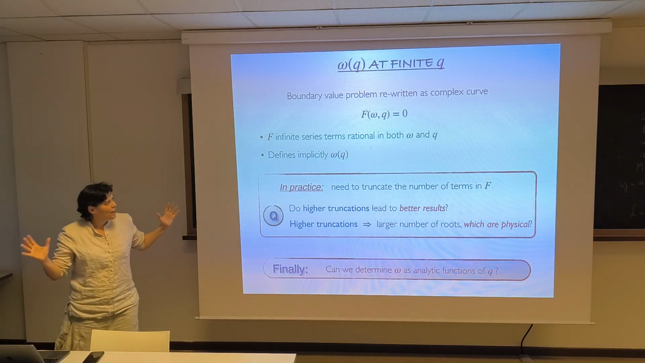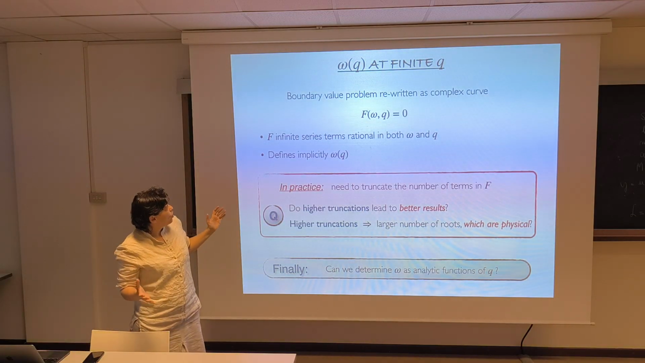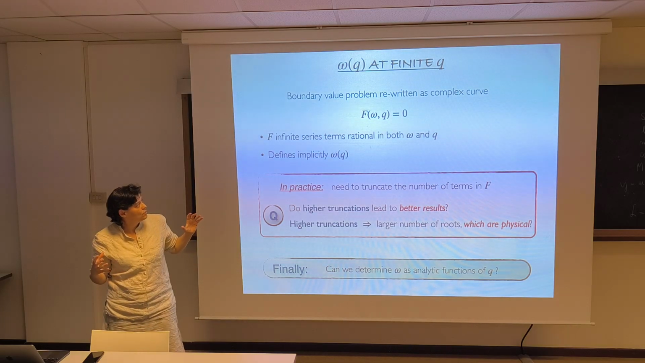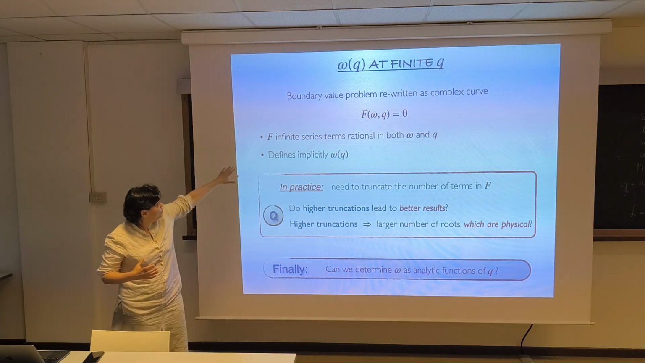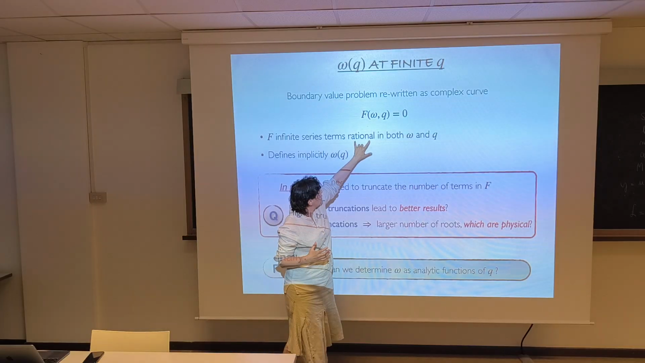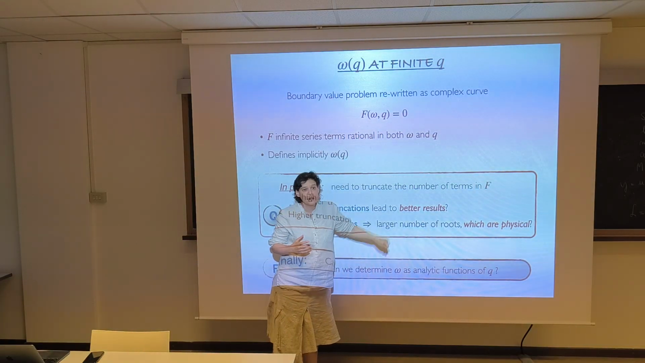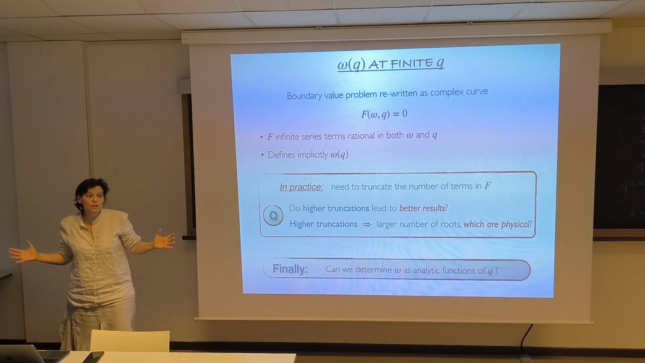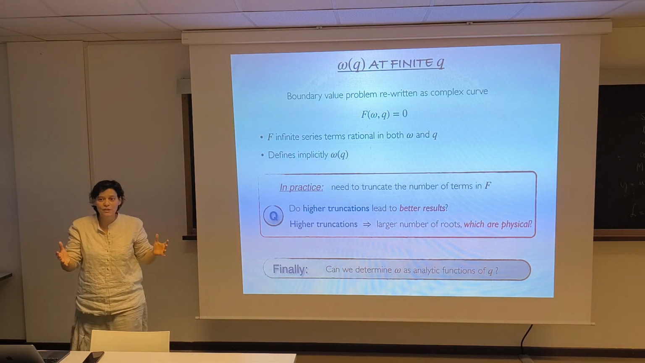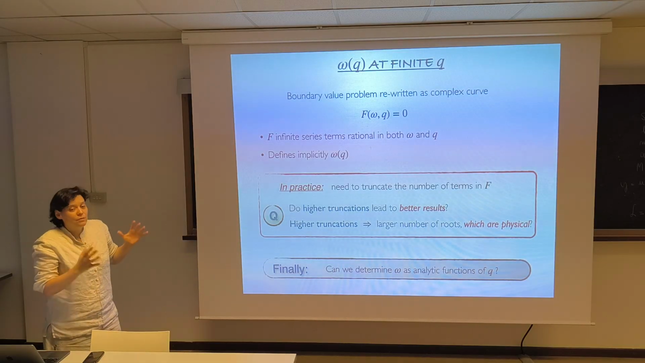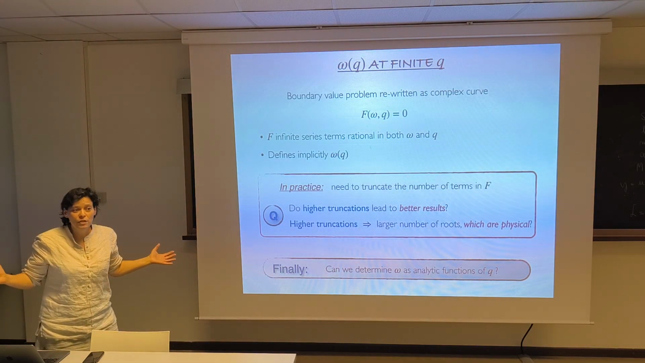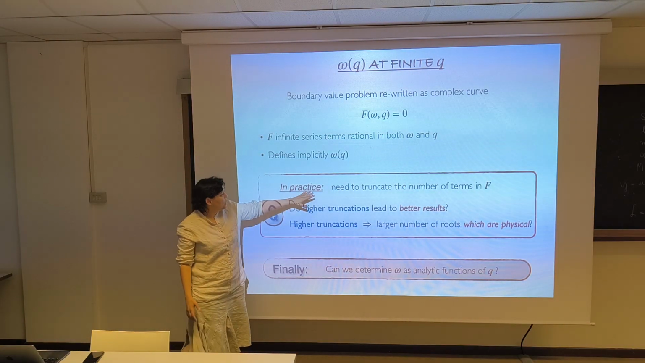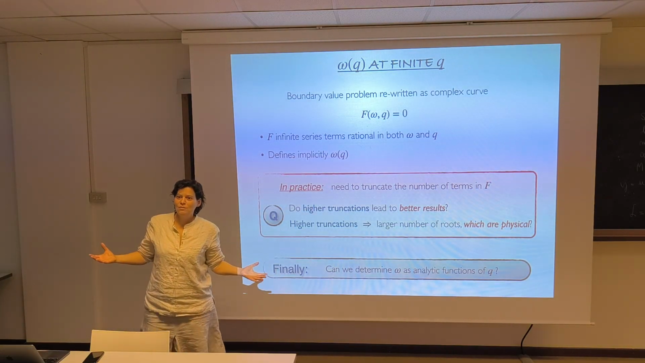So, finite Q. How can we solve the boundary value problem? We can rewrite the boundary value problem actually as an infinite curve, a complex curve. Basically, F is an infinite series of terms which are rational in both omega and Q. And because it's infinite, the only way to solve it is to truncate it. I mean, there's no other way. But that function defines implicitly the omega of Q.